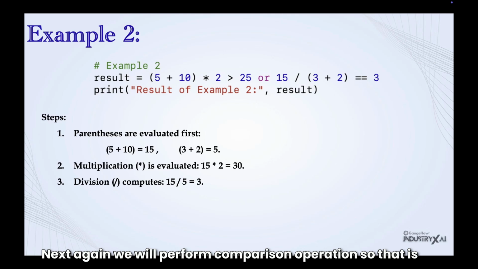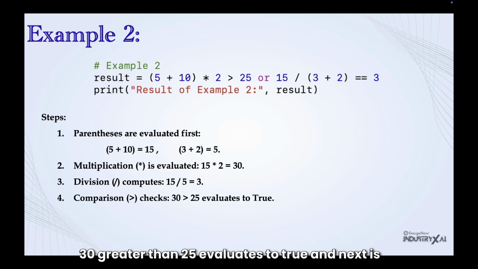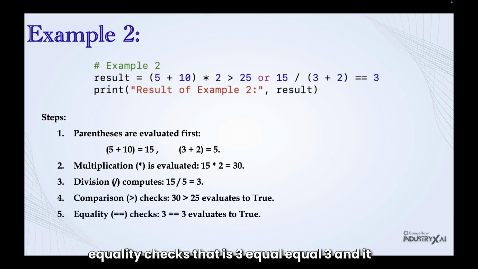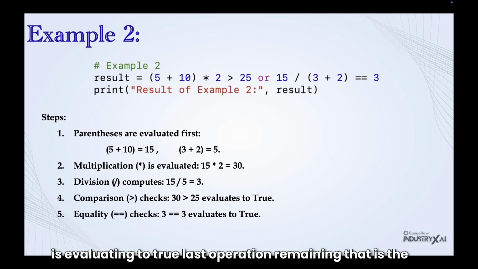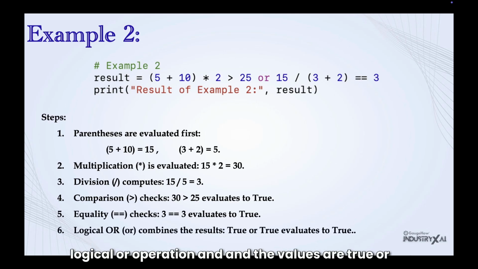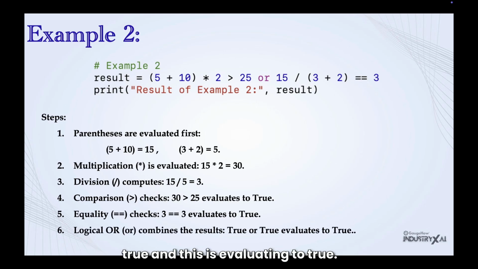Next, we will perform the comparison operation. That is 30 greater than 25, which evaluates to true. Next are the equality checks. That is 3 equal 3, and it evaluates to true. The last operation remaining is the logical OR operation, and the values are true or true, which evaluates to true. So at the end, we get our output to be true.